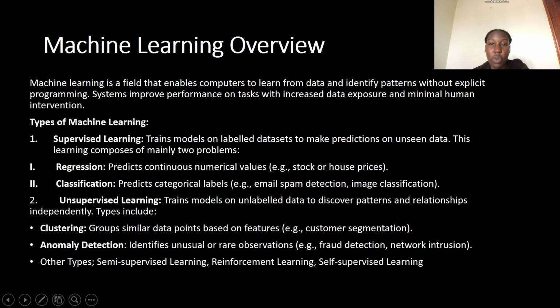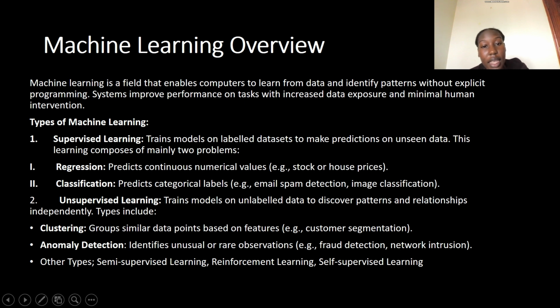Whereas in classification, the goal is to predict a categorical label for a given input or inputs. Therefore, each input is assigned a specific category or class. For example, some applications include email spam detection or image classification.